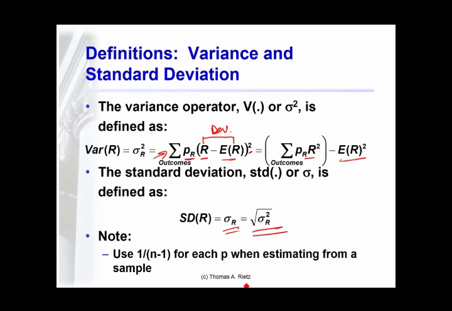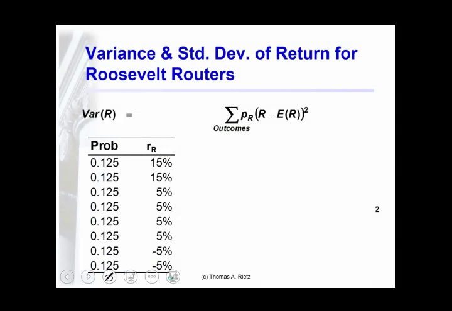If you have historical data, you're going to divide all these things by n minus 1. So if you have 60 months, you'll divide it by 59. And the reason for that is that observationally in any finite data set, the worst and the best outcomes probably don't happen. So on average, you're underestimating the standard deviation. This corrects for that. So in our case, we'll do it for Roosevelt Routers. Now what you do is you multiply by the return squared. And then at the end, you have to subtract off the expected return squared. Now this also collapses.